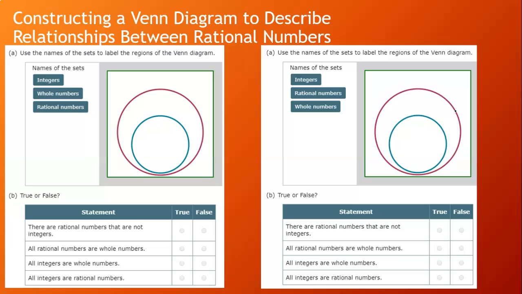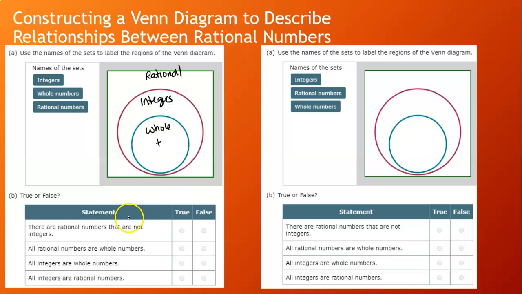Now we want to use this to describe some relationships. So again, this is the same as always. The outside box is always your rational numbers. Your whole numbers is your smallest set. That's only your positive whole numbers. Integers are your purple circle here.